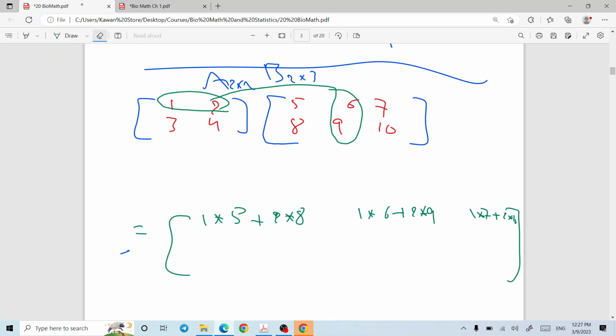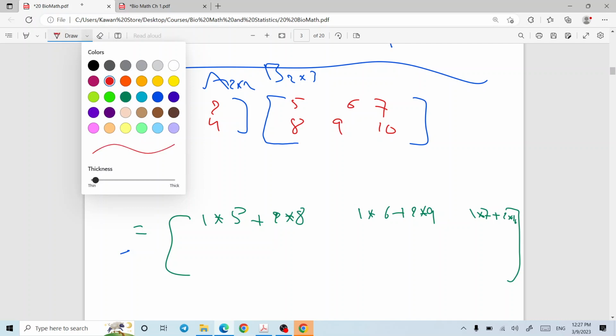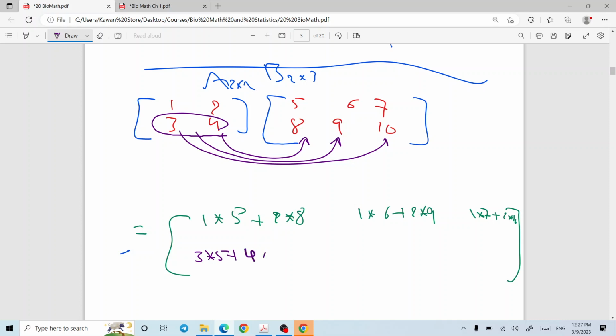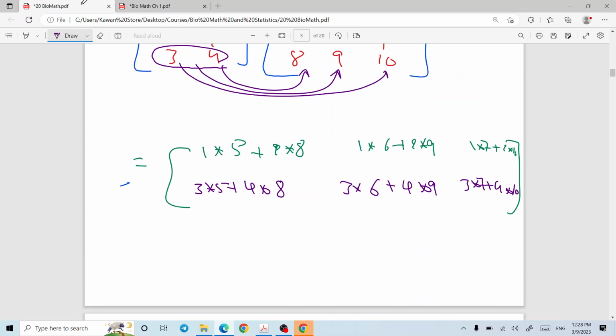When you multiply the second row by the columns, of course, you will get the second row. So 3 by 5 plus 4 by 8, 3 by 6 plus 4 by 9, am I right? 3 by 7 plus 4 by 10. Clear? Then you will get the result, of course. Understood? Did you get the idea?